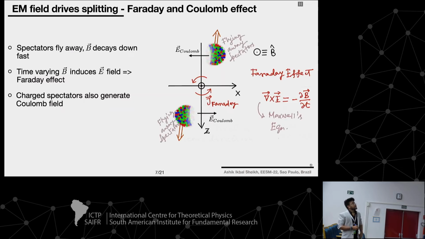Not only that, there are also important effects like the Faraday and Coulomb effects. As the spectators fly away along the beam direction, the produced magnetic field decays very fast, and this time-varying magnetic field can generate an electric field. This is the Faraday effect. On top of that, the charged spectators can also generate a Coulomb field, so this will also have an effect on the produced particles.